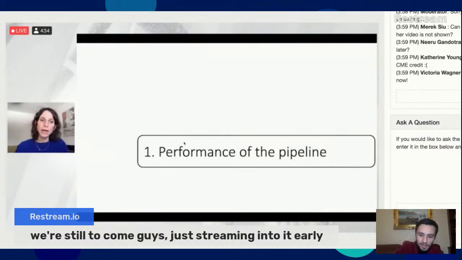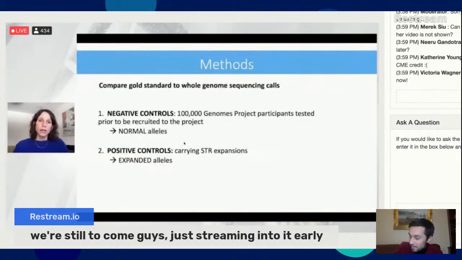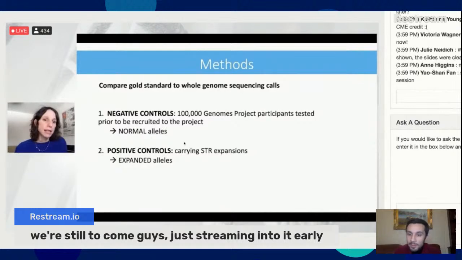So for the performance of the pipeline, obviously, aim one was to compare the gold standard, so PCR-based calls, to whole genome sequencing calls. And in order to do that, we built a data set of negative and positive controls.